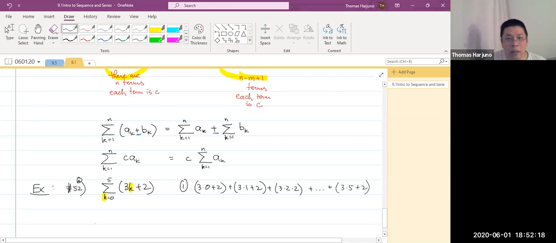Now another method is I rewrite it. The second method, I do it this way. This is the summation from k equals 0 to 5 of 3k plus the summation from k equals 0 to 5 of 2.